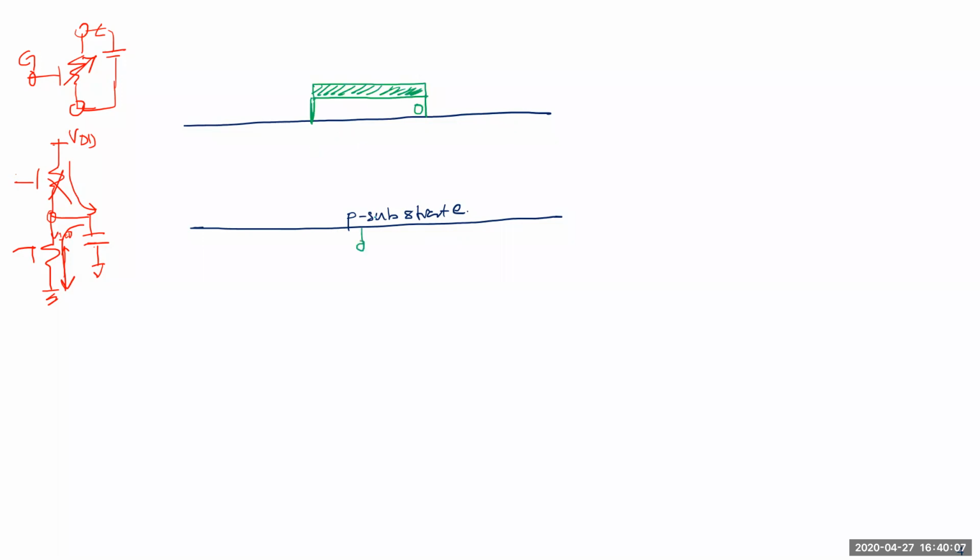So we apply a voltage with respect to this. So this is, let's say, the bulk, and let's say we ground this, and then we apply a positive voltage with respect to it. And that will give you a channel, right? A channel here, which is all electrons.